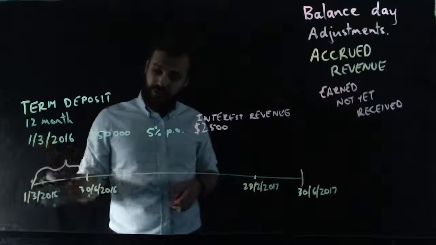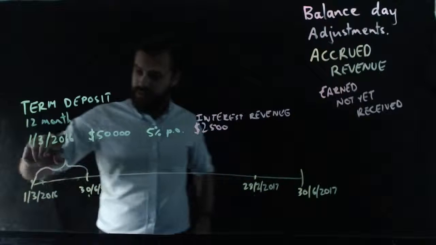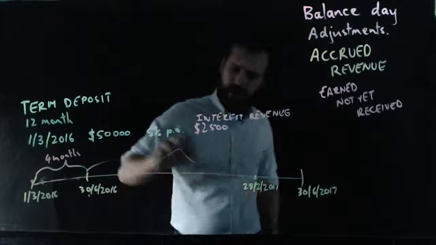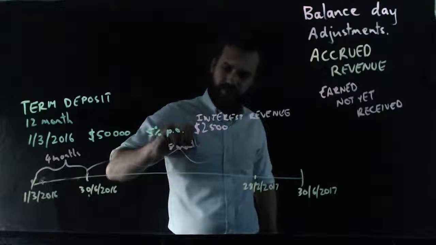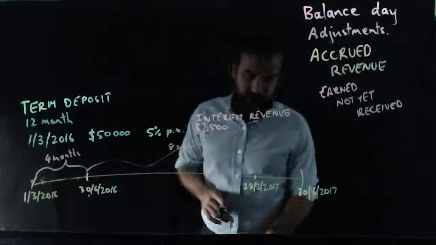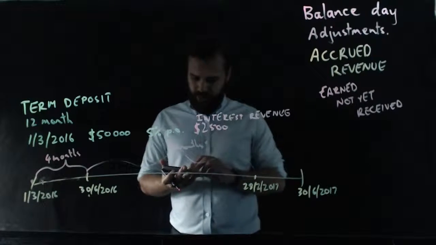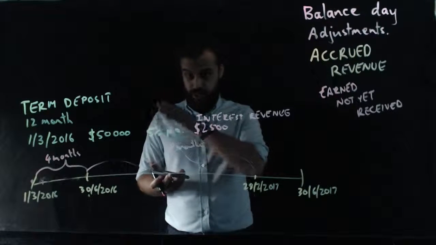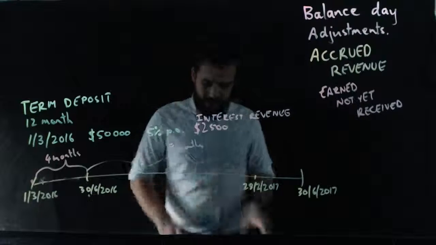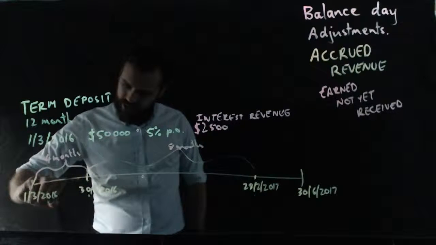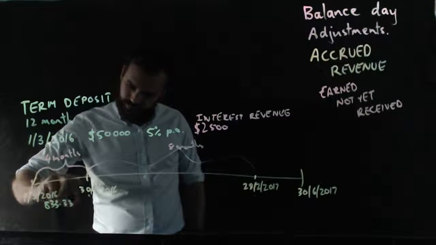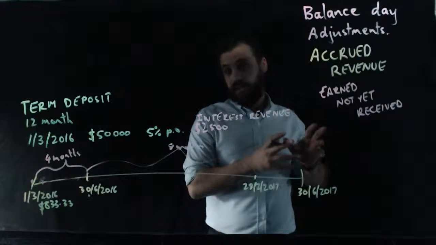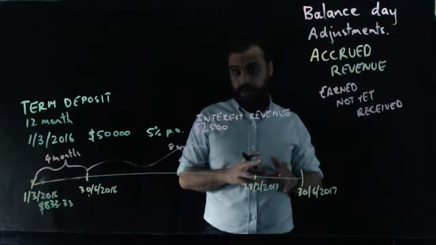Now, from the 1st of the 3rd to the 30th of the 6th is 4 months. That means there's going to be 8 months worth of interest there. Now you can do a little bit of maths here, and I can walk around and show you guys how to do this. But 2,500, I'm going to divide that by 3 because that's a third of a year. That's $833.33. That's interest that I have earned but not yet received. And that's what this balance day adjustment's all about.